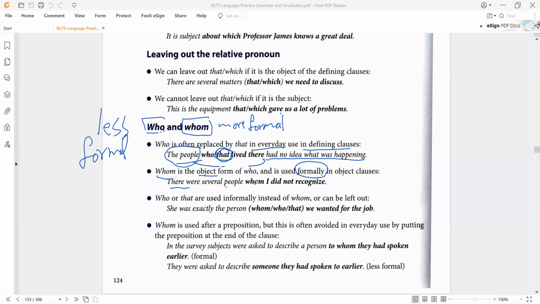There are several people whom I didn't recognize, or there are several people who I didn't recognize. But whom is more formal. You can use it in report writing. You can use it in formal situations, talking to a manager, talking to your boss, maybe at work or in your company. So this is something formal.